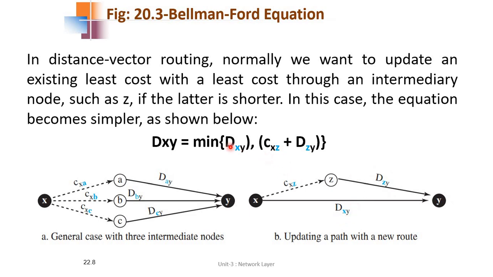So from these three given links, we have found the shortest value among the three. The shortest value we define as CXZ plus DZY is the shortest distance among the three given intermediary nodes. So with this concept, now we are going to see how to choose our track.